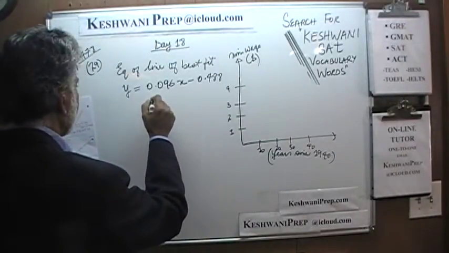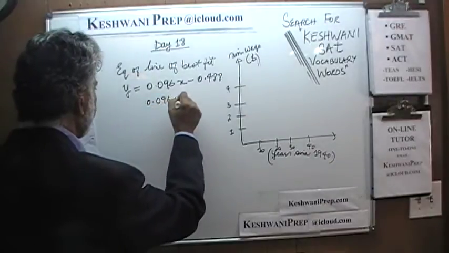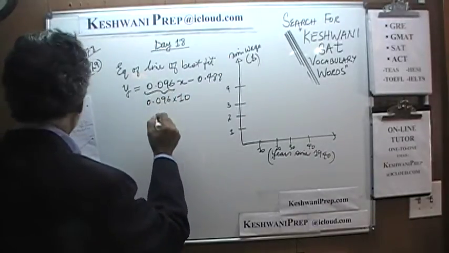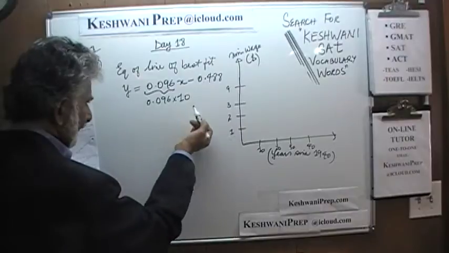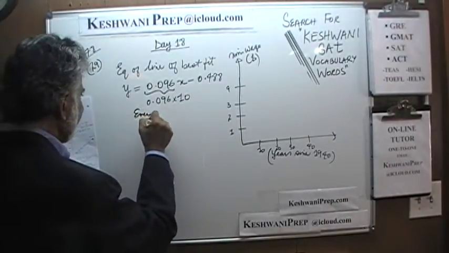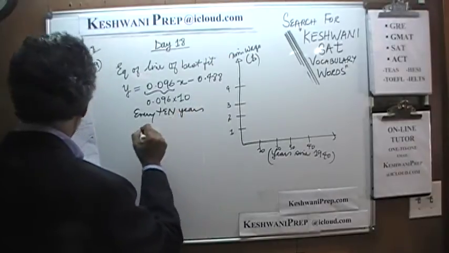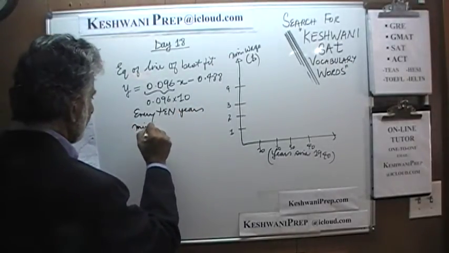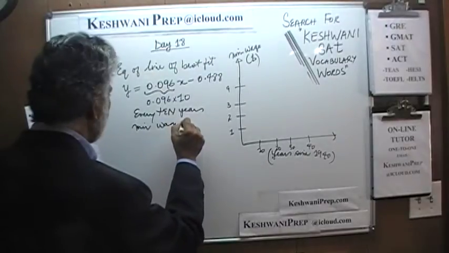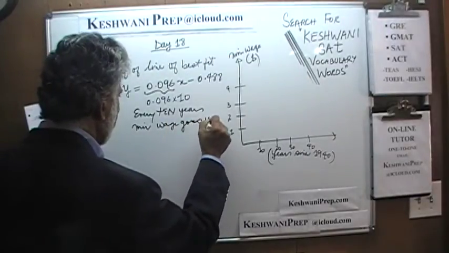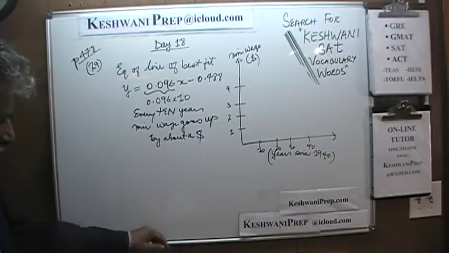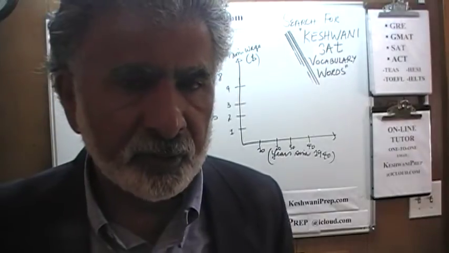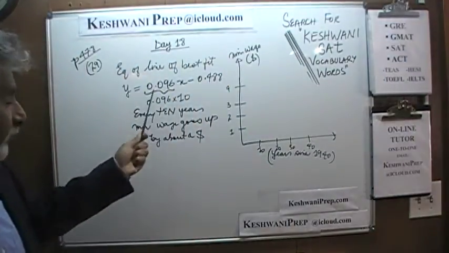And I'll tell you what that tells us. So 0.096 times 10, this part right here, the slope, if you multiply that, it comes out to be 0.96. It tells us that every 10 years, minimum wage goes up by about $1. What this equation tells us is that on average, every 10 years in the US, minimum wage has gone up by about $1, or according to this equation, 96 cents.